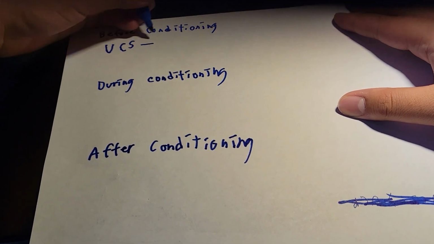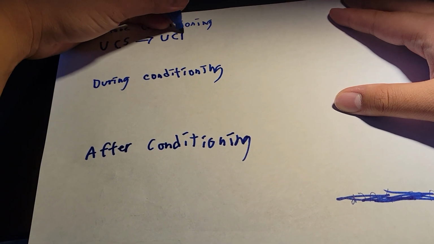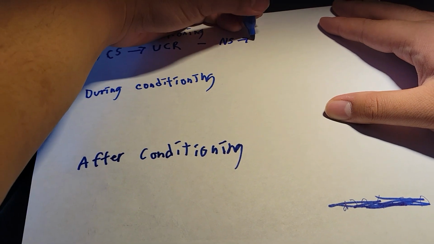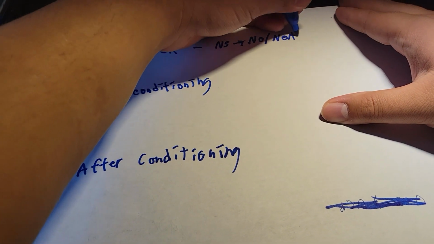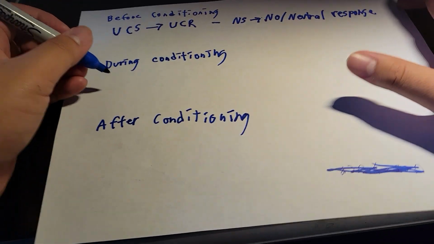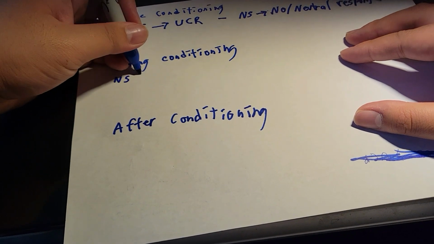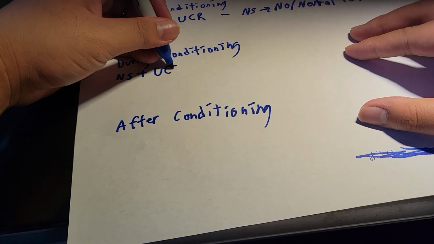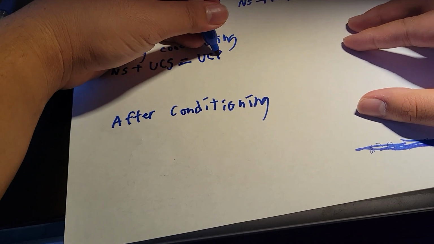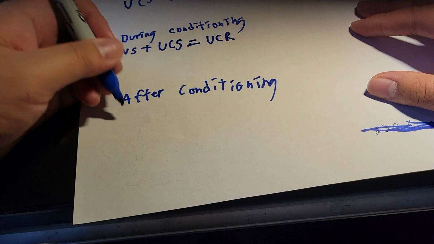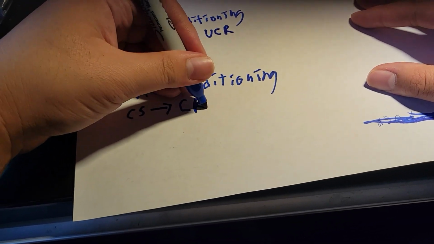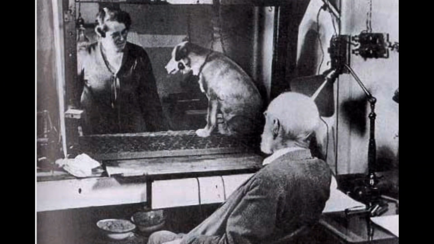Before conditioning, an unconditioned stimulus results in an unconditioned response. Meanwhile, a neutral stimulus is introduced, which leads to a neutral or no response. During conditioning, the neutral stimulus is paired up with an unconditioned stimulus and still results in an unconditioned response. But now, the individual that is being tested will associate the neutral stimulus with the unconditioned stimulus. After conditioning, the neutral stimulus is now a conditioned stimulus, which will result in a conditioned response.